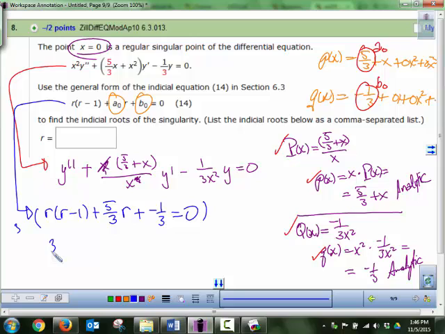So I'm going to get 3r squared minus 3r plus 5r minus 1 is equal to 0. So I multiplied everything by 3. I distributed the r. Now I have 3r squared plus 2r minus 1 equals 0. Let's see, can I factor this?